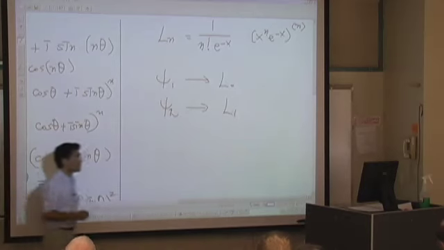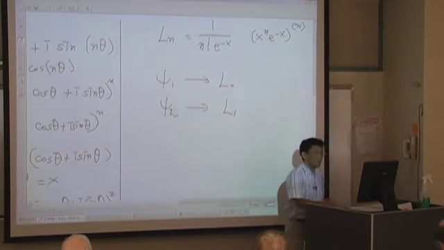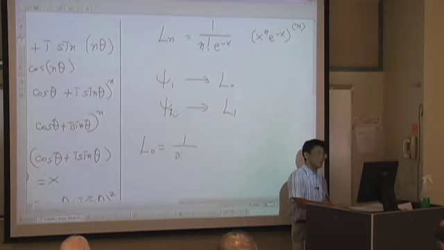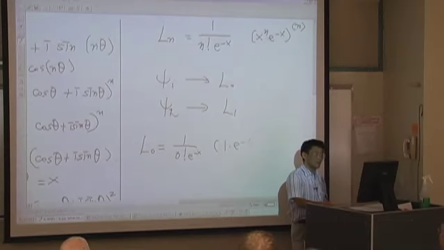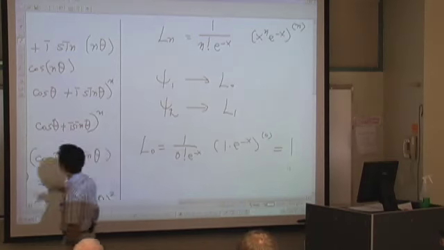Then we can create L0 by doing what? 0 factorial by definition is 1, and then x to the power of 0 is 1, e to the power of negative x. Differentiate 0 times, we don't differentiate. Then e to the x and e to the minus x cancel each other out, then it is 1. Right? It is the same as psi 1.